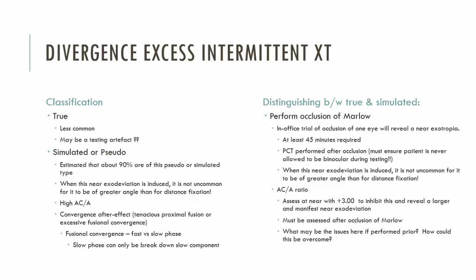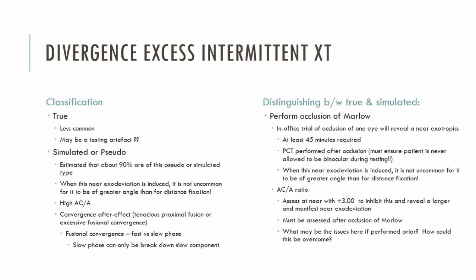Now, if the patient is actually controlling the deviation using TPF, you'll see an increase in the deviation at near. So as an example, let's say it was 10 diopters at near and 30 diopters at far. After 45 minutes of occlusion, what you will see is that the near deviation will go from 10 to 30. So we see this increase in the deviation. And that says that it was TPF that was resulting in the divergence excess pattern.